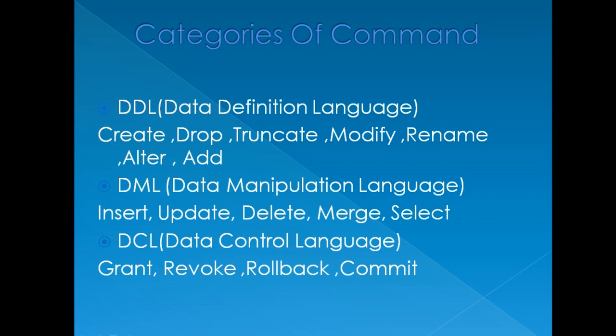I want to add one row, it will be insert. I want to change an already existing row, I will update. If I want to remove any row, I will delete. But if I want to remove a table or column, I will drop. If I want to change the name of a column, I will rename. Or if I want to change the data type of a column, I will modify. In short, if you are working on the structure of a table, you will use DDL. Whereas if you are working on the rows or data of a table, you will use DML.